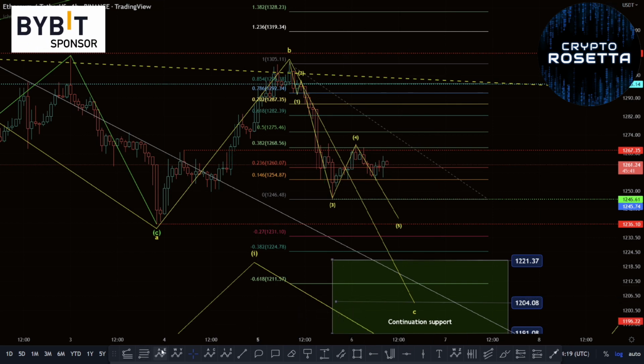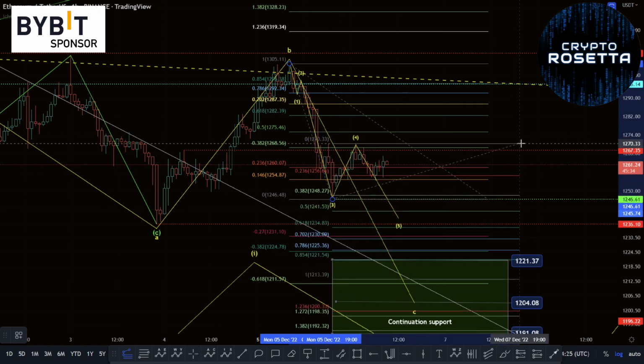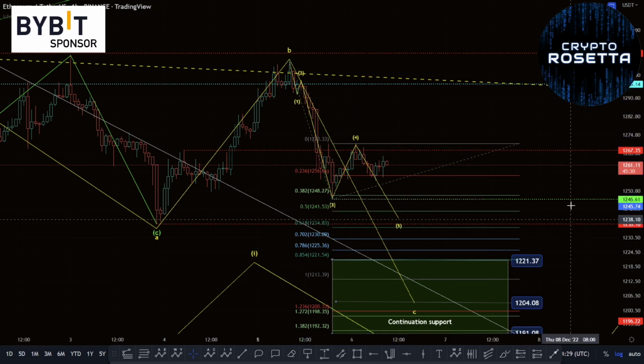If that is just a B wave completed, then we would be looking at targeting out the. Let me remove this other fib for the time being.